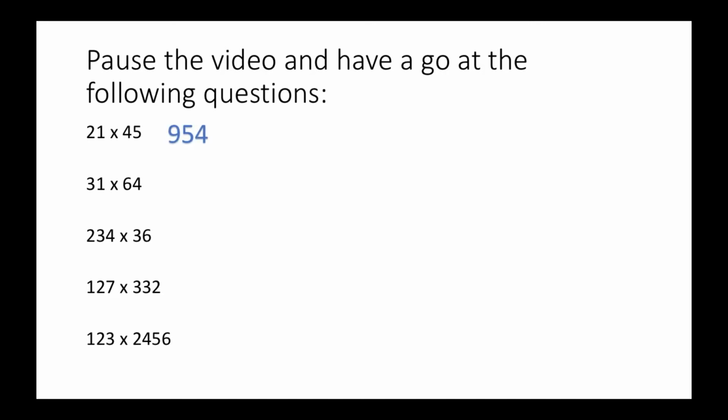I'm just going to put them up quickly. So 21 times 45 is 954. 31 times 64 is 1984. 234 times 36 is 11,664. 127 times 332 is 42,164. And 123 times 2,456, our little challenge question there, is 302,088.